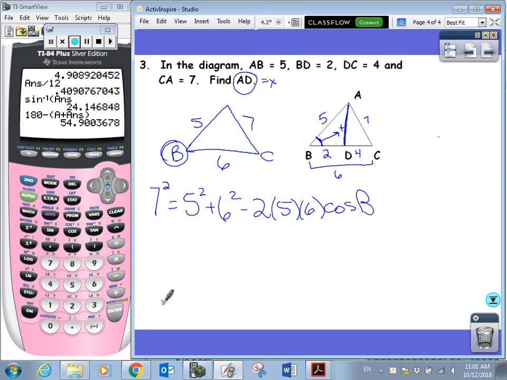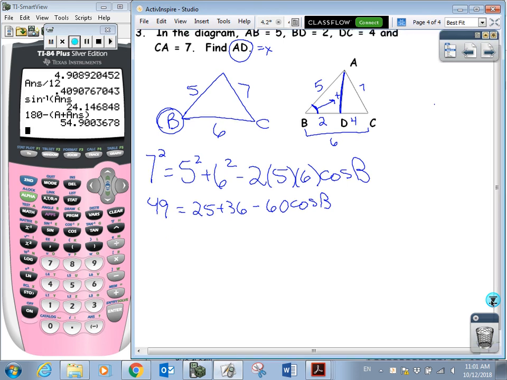Same problem as a second ago. If you want to do a little bit more work, 49 equals 25 plus 36 minus 60 cosine of B. I don't have to see all that work. It's just up to you if you want to do that. If you do it in your calculator, that's fine also. So this, what is that, 61. So when I subtract 61 over here, I get negative 12 equals negative 60 cosine of B.